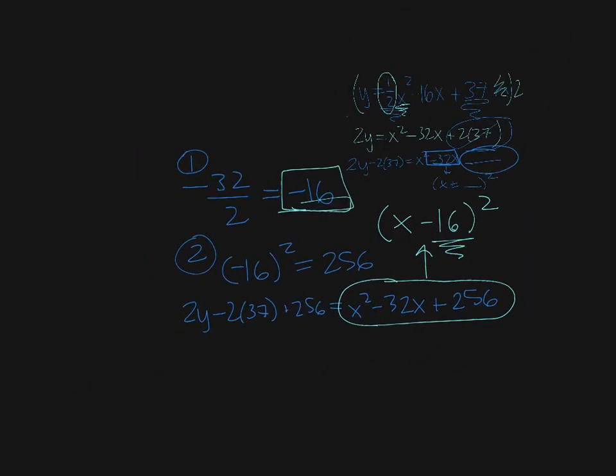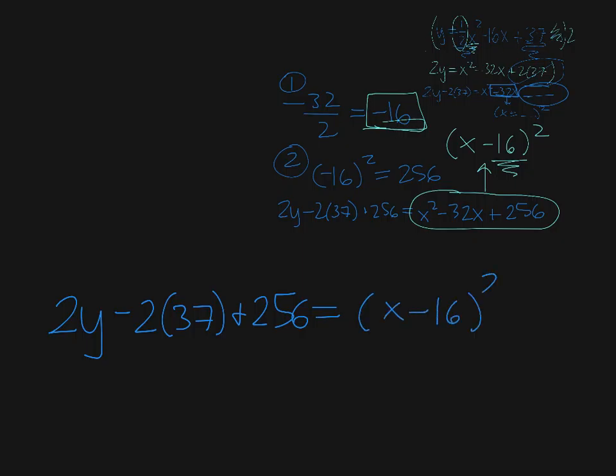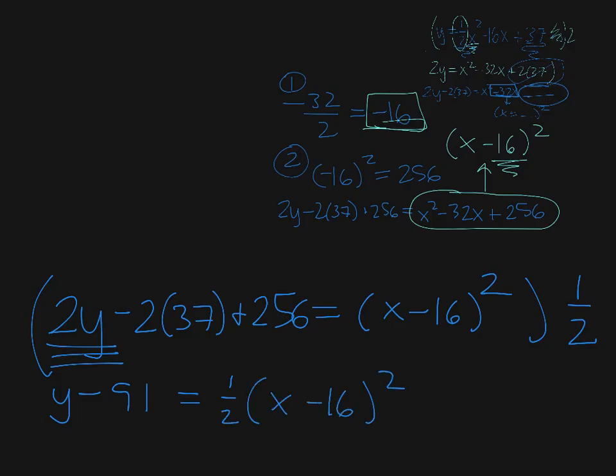Now since we have that, I'm going to move this all a little up so we can look at what we have once everything is solved. So we have this equals x minus 16 squared. And now what we have to do is make sure that y is by itself. So we just divide everything by 2, which means multiplying by 1/2. And you get y minus 91 equals 1/2 x minus 16 squared.